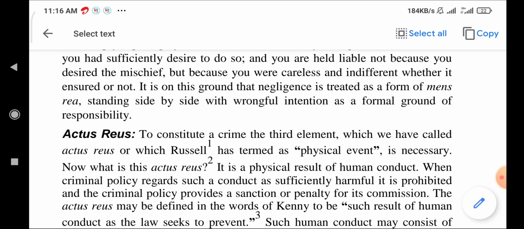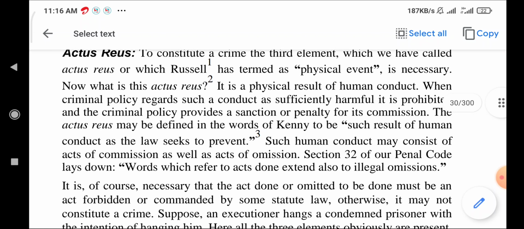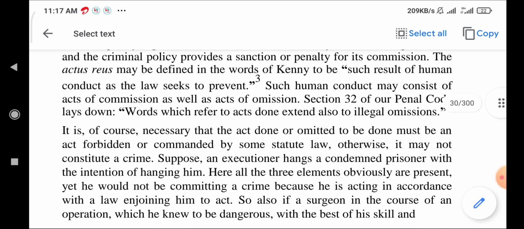The actus reus may be defined, in the words of Kenny, another thinker, to be such result of human conduct as the law seeks to prevent. Such human conduct may consist of acts of commission as well as acts of omission. Section 32 of the Indian Penal Code tells about the commission and omission of an act. Our penal code lays down that the words which refer to acts extend also to illegal omissions. It is of course necessary that the act done or omitted to be done must be an act forbidden or commanded by some statute law, otherwise it may not constitute a crime.